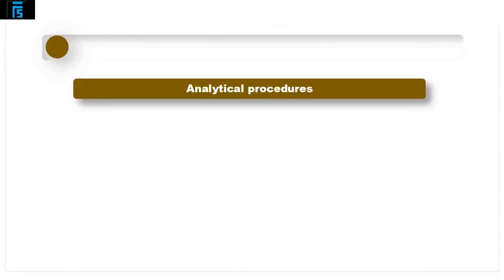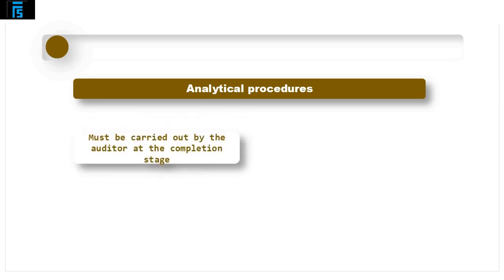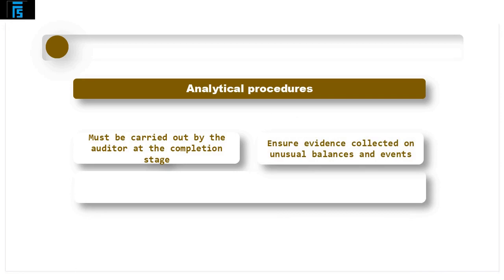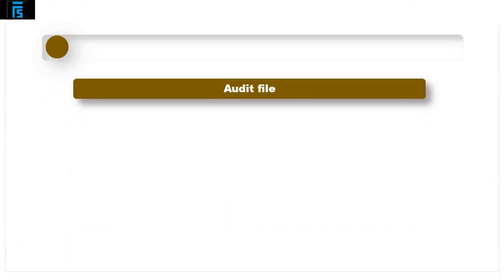Analytical procedures are used at the completion stage to ensure the financial statements have been reviewed thoroughly. These procedures must be carried out by the auditor, and it is one last attempt to ensure sufficient appropriate evidence has been collected on any changes or unusual events included within the accounts.